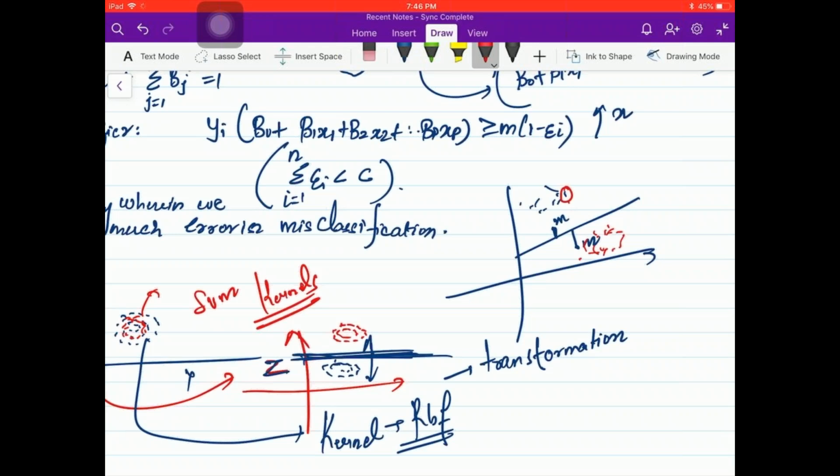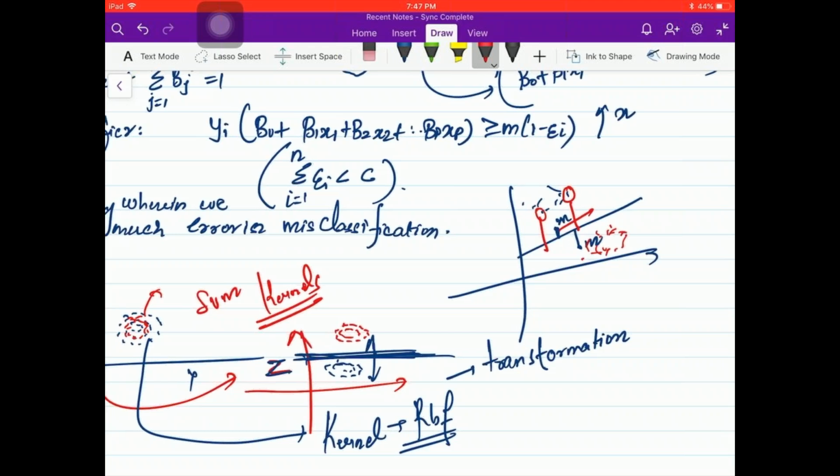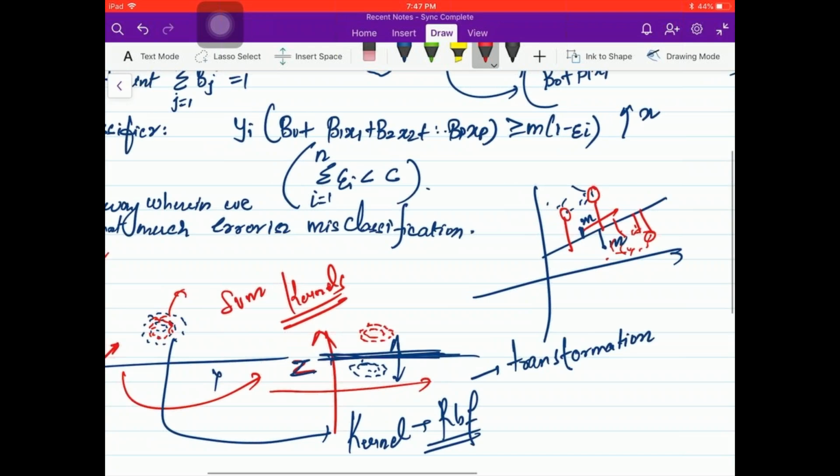So this distance should be greater than m. This distance should be greater than m, because I said that m is the shortest distance that the support vector is from the line. Similarly, this is also greater than m. All the distances should be greater than m. Okay, so this is your objective function.